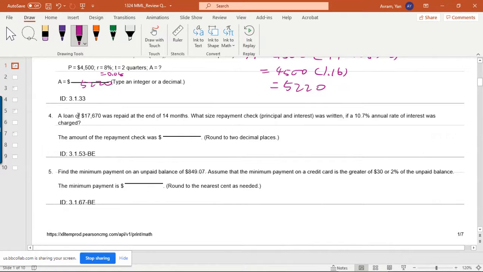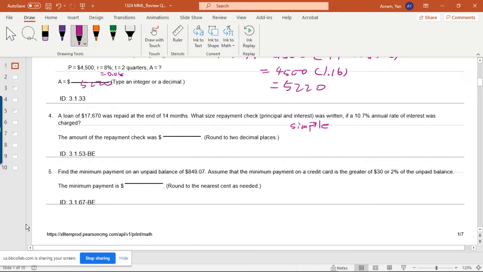Okay, number 4, a loan of this much was repaid at the end of the 14th month. What size of repayment check? That means the principal and interest were written, if a 10.7% annual rate of interest was charged. Round to 2 decimal points in here. So this one, it didn't say compound. So we're going to think this is a simple interest.